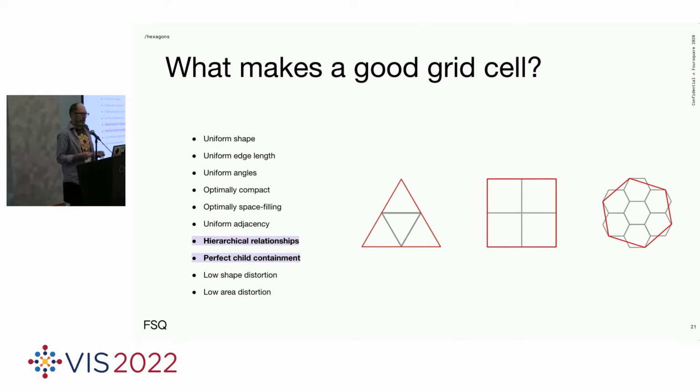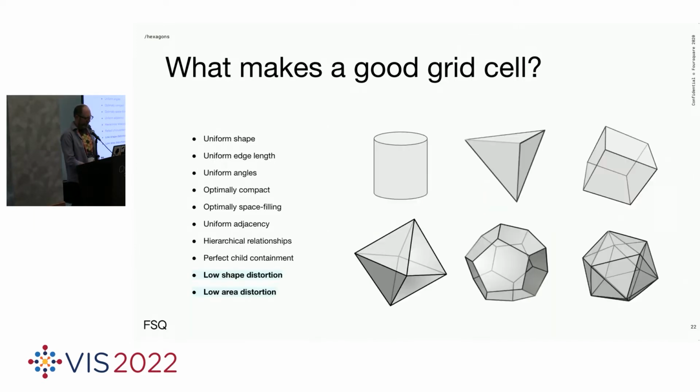This is probably one of the biggest choice points for someone choosing a grid system about whether you're going to go with something like squares or whether you're going to go with something like hexagons, whether it matters that a parent perfectly contains the child. And finally, you want low shape and low area distortion. And this comes back to the projection that you use for your grid system. Shan touched on this and talked a little bit about how pretty much all projections are going to be doing some amount of distortion with shape and area, and you're usually making some trade-off for those projections.